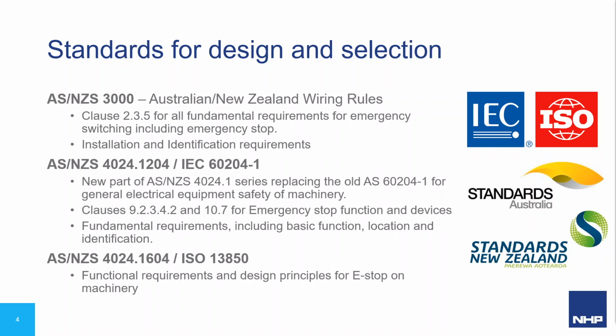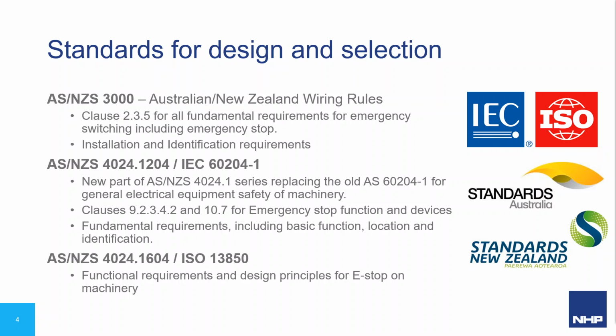Enter the AS/NZS 4024 series, which is all about safety of machinery. In this series, there are two parts which go into good detail on the emergency stop function with respect to machinery, as is our main topic of concern. Part 1204 is the direct text adoption of the international version, IEC 60204 Part 1, which is an all-encompassing standard on the electrical safety of machinery and does cover off on installation requirements.